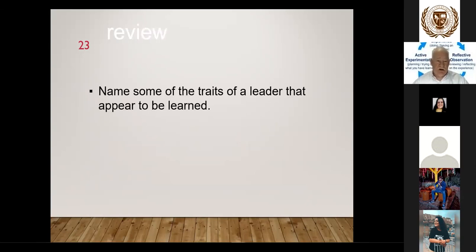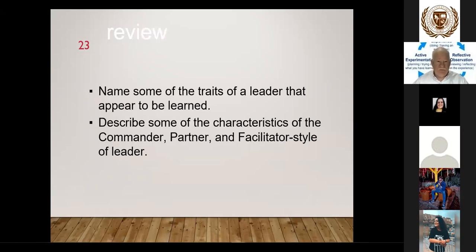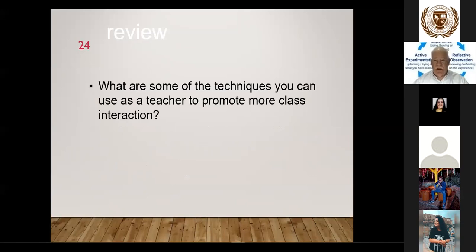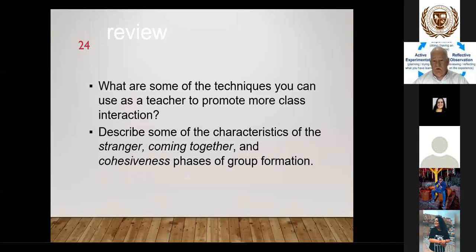We would ask our class to name some of the traits of a leader that appeared to be learned, and describe some of the characteristics of the commander, partner, and facilitator style. We would ask them about how groups are created, formal groups in particular, and define what teachers can do to promote more class interaction. And we would ask them to describe some of the characteristics of the groups. And we would be finished.